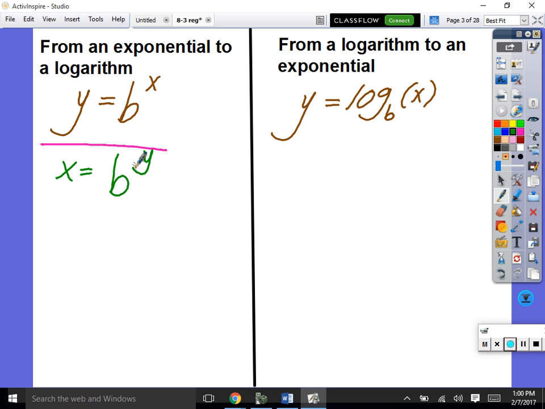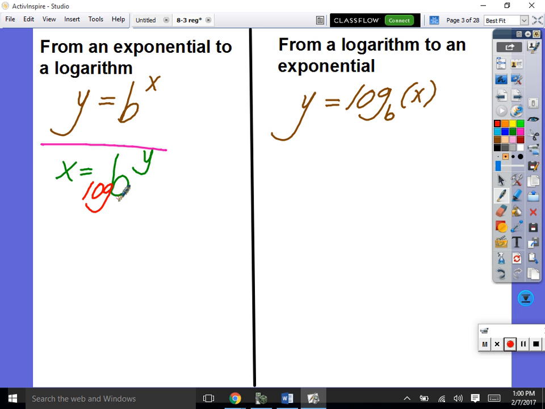Now notice, from here we're trying to solve for y, but it is stuck in the exponent of base b. You cannot divide by base b. That is not a way to get y down out of the exponent. If you're solving for something and it's up in an exponent, the only way to get base b to go away is to do the inverse, which is log to the base b.